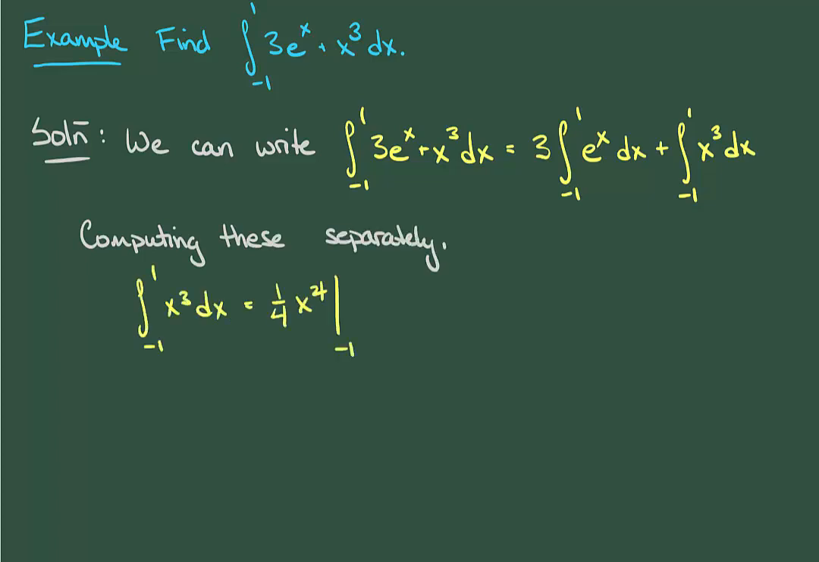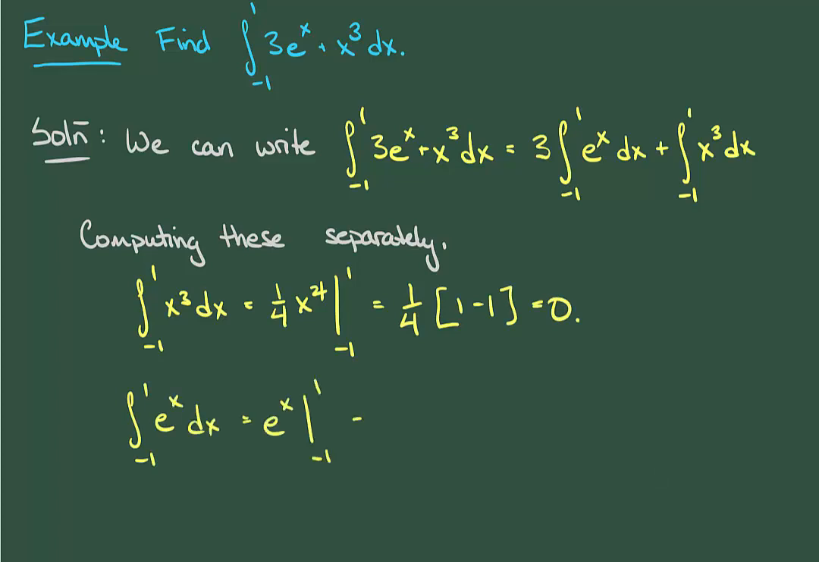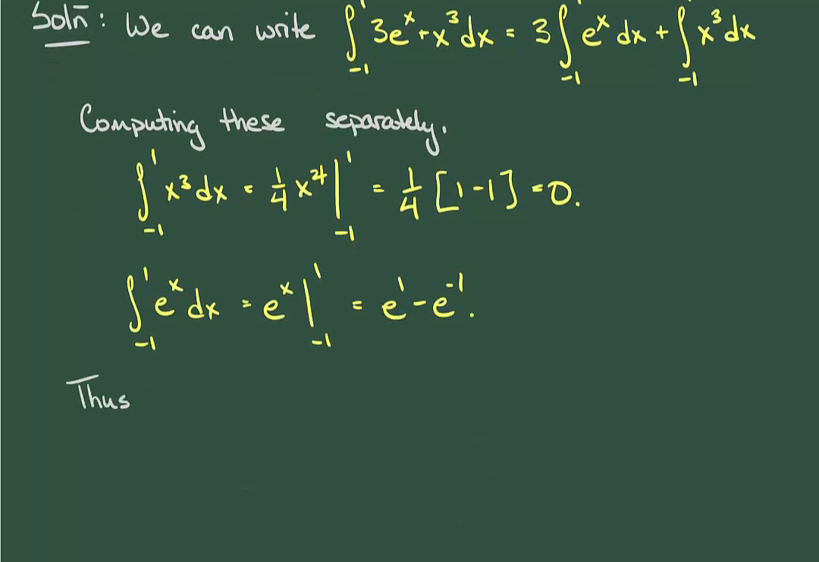An antiderivative is x to the 4 over 4, and plugging everything in gives us 0. For the e to the x integral, an antiderivative of e to the x is just e to the x, giving us this as our answer. Putting it all together, the integral of 3e to the x plus x cubed is 3 times e to the 1 minus e to the negative 1.